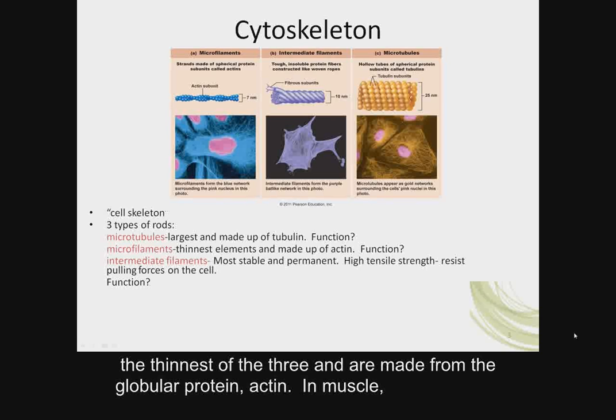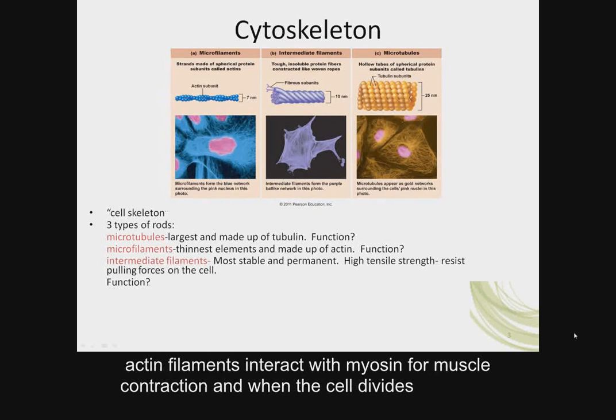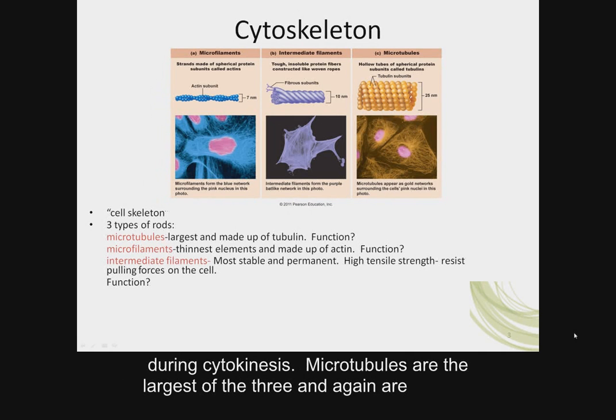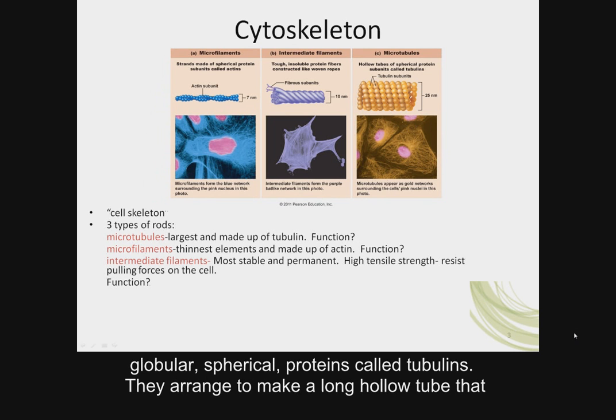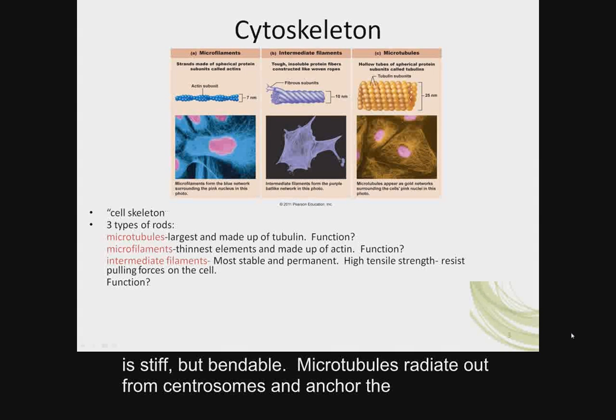Microfilaments are the thinnest of the three and are made from the globular protein actin. In muscle, actin filaments interact with myosin for muscle contraction, and also when the cell divides during cytokinesis. Microtubules are the largest of the three and again are made of globular spherical proteins called tubulins. They arrange to make a long hollow tube that is stiff but bendable.